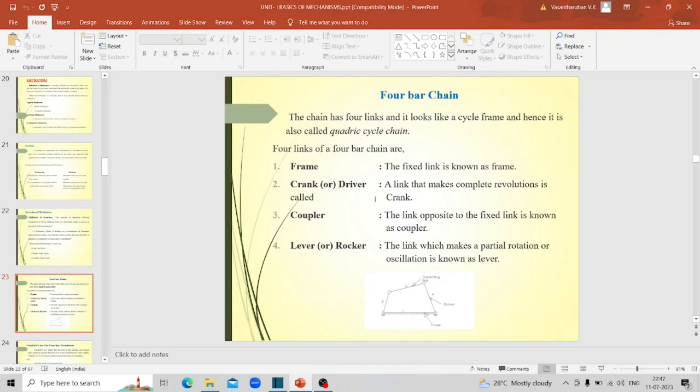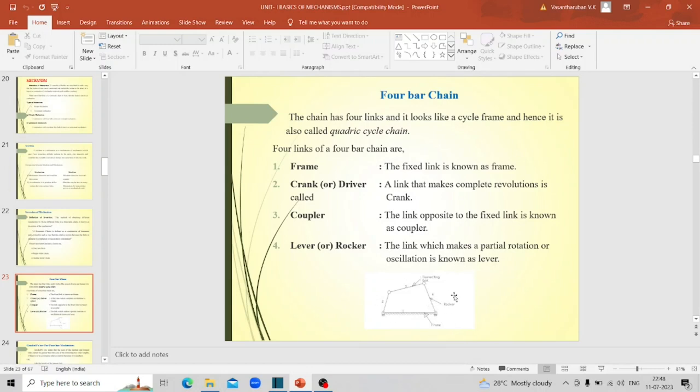The other one is the crank or driver, so that is called the input link. The link that makes a complete revolution is called the crank. So crank is an input element. Coupler, or connecting rod. The link opposite to the fixed link is known as the coupler or connecting rod. That is called the second link. Next one is the lever, rocker or follower. That link has different names: lever, rocker or follower. The link which makes a partial rotation or oscillation is known as lever or rocker.